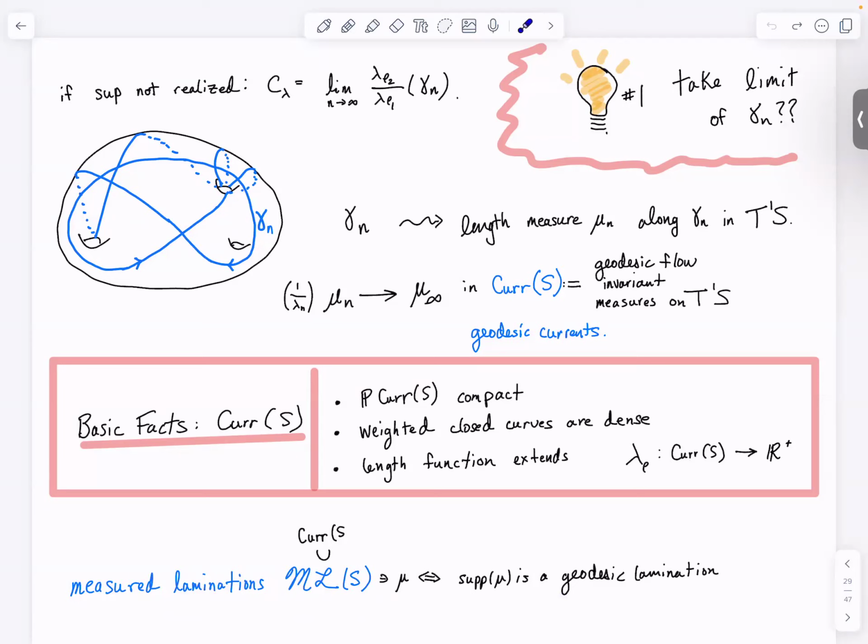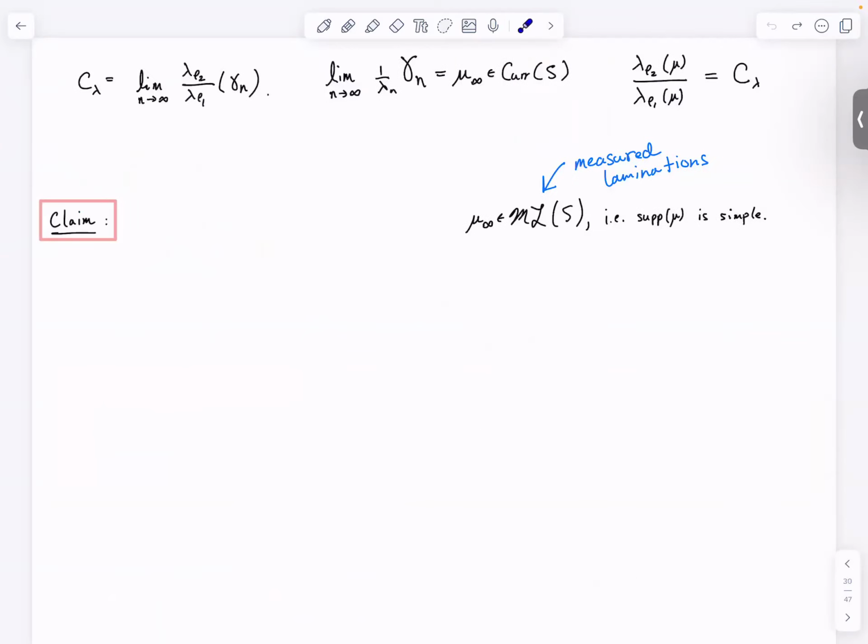And so what do we want to show? To show Thurston's simple theorem, we'd like to show that the limiting measure, if I take these closed curves that are approximating the steepest possible length ratio and take their limit in the space of currents, is actually a measured lamination. Then we can conclude that the γn, maybe they weren't actually simple, but we could replace them with simple curves.